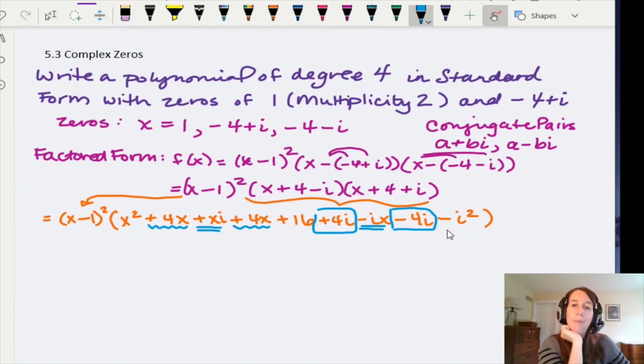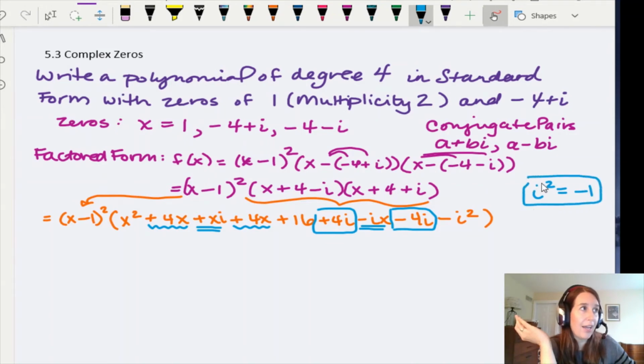Do you remember from the last example what i squared equals? I hope so. i squared equals the number -1. Not negative i, just -1, the actual number -1. So this number is minus -1, so this is going to be +1 right there. Okay, so technically the 16 and the 1 are going to be like terms.